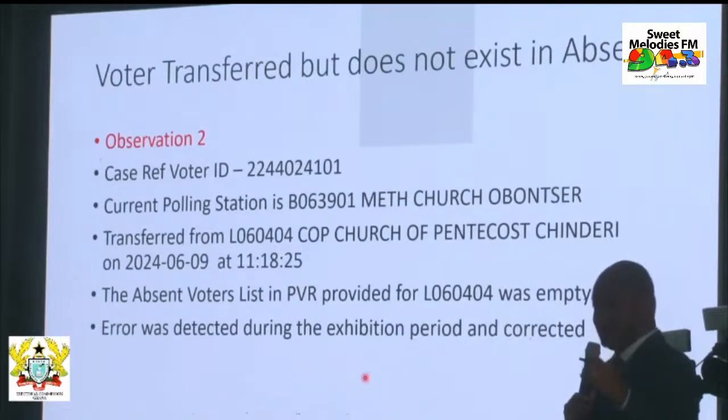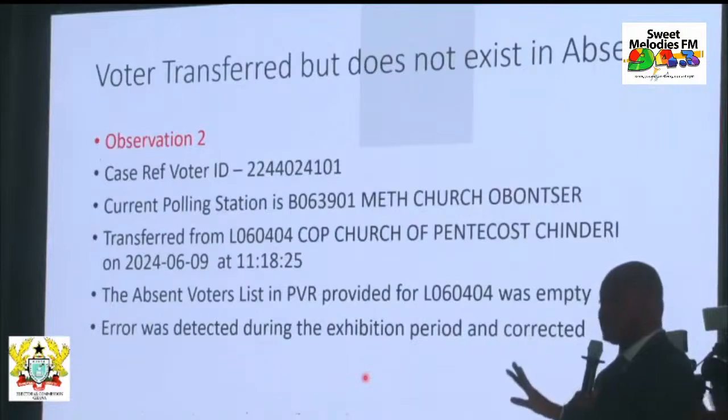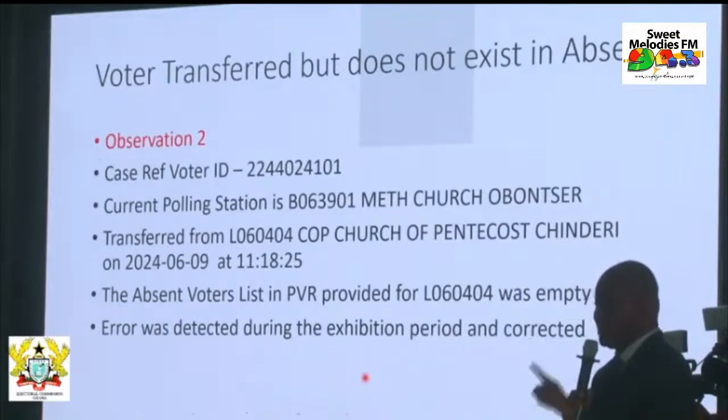We've looked at the absent voter list that was submitted to the political parties, and indeed the absent voter list that was sent to the polling stations. We can confirm that the absent voter list for that particular polling station was empty. It was a correct observation. They had correctly picked up that there was an error. But we ourselves had already picked up that error, and a new list had been generated and sent to the various polling stations that were affected.